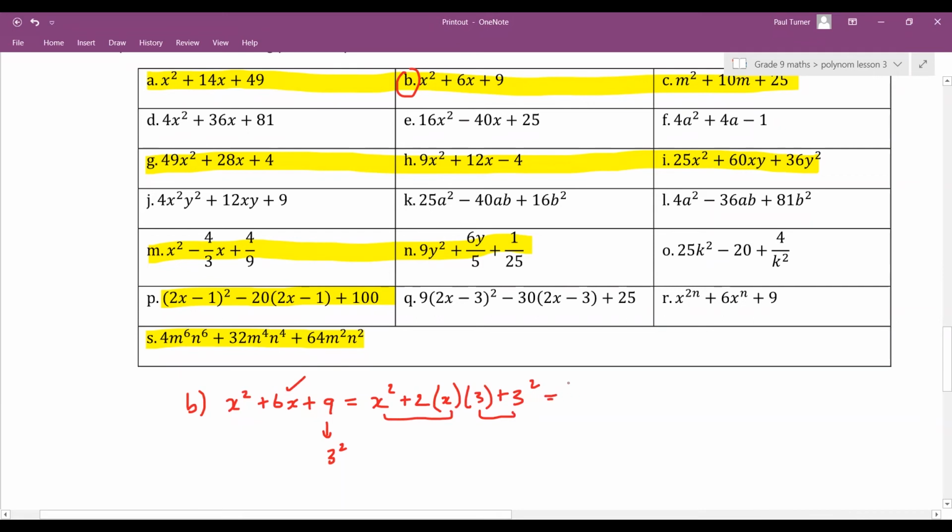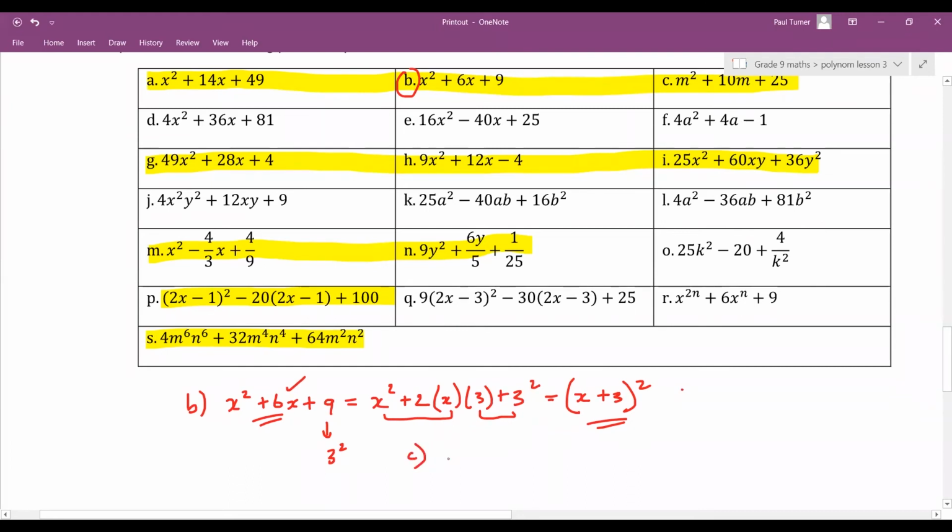It is a perfect square. And then you write the first term, which is x. And you write the second term, which is 3. Like that, finished. That's your answer. And if you expand it, you can check your answer is correct or not. Okay, that's B.